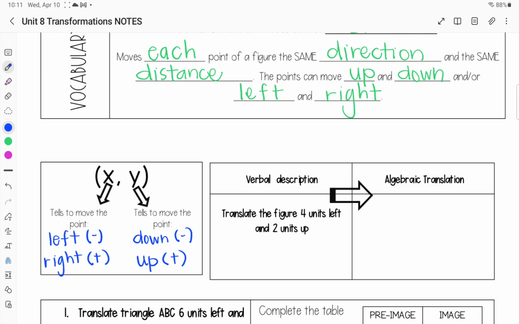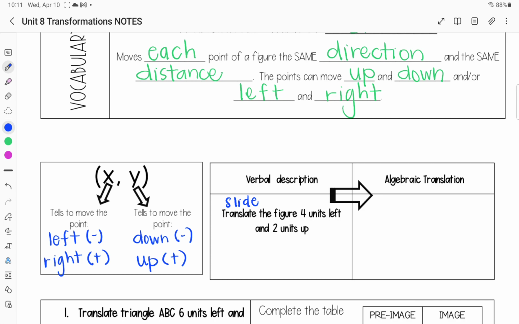With a verbal description, it may just say translate, again, slide. We're going to slide the figure 4 units to the left. So this is saying take whatever your X values are, move it 4 units to the left, and then go 2 units up. And you're going to do that to every single point.